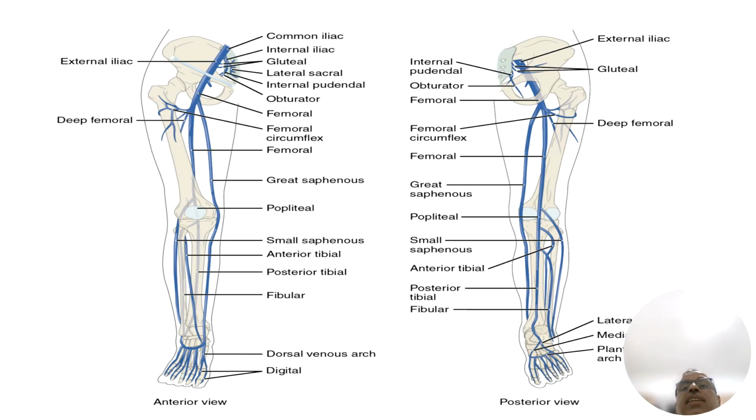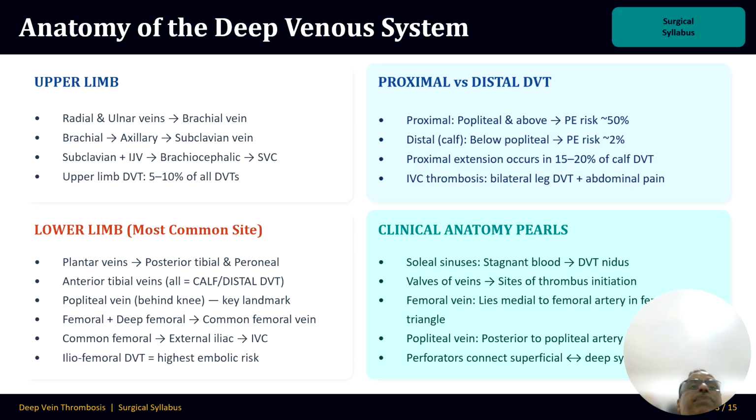Popliteal vein, once it enters into the thigh, it becomes a femoral vein. Femoral vein also gives a very important branch, and that is a profunda femoris or deep femoral vein. And once it crosses the inguinal ligament, it becomes the external iliac vein, which ultimately drains into the common iliac vein. So this in a nutshell is the anatomy of the deep venous system of the lower limb.